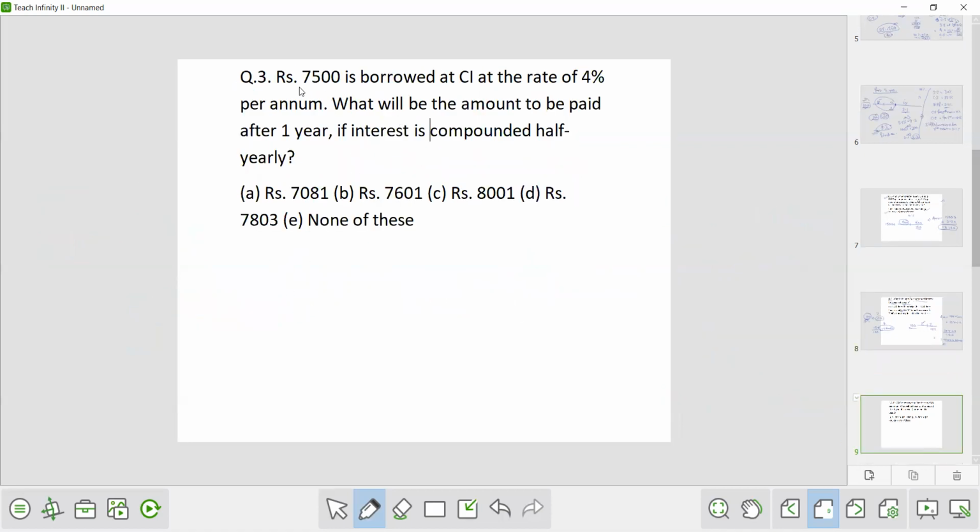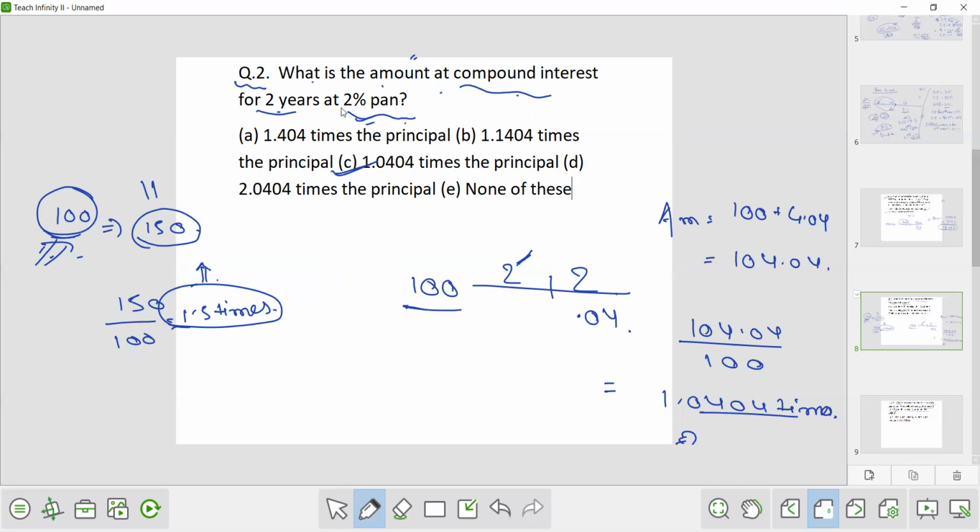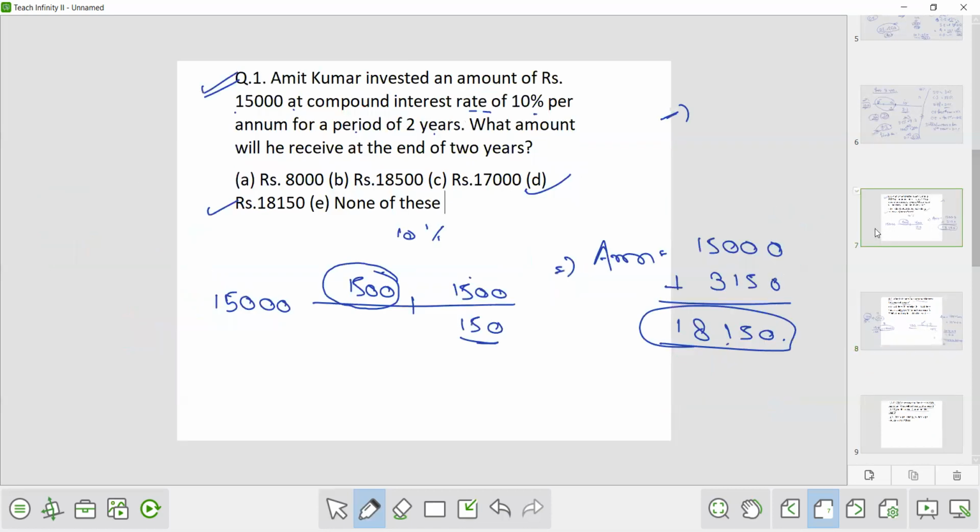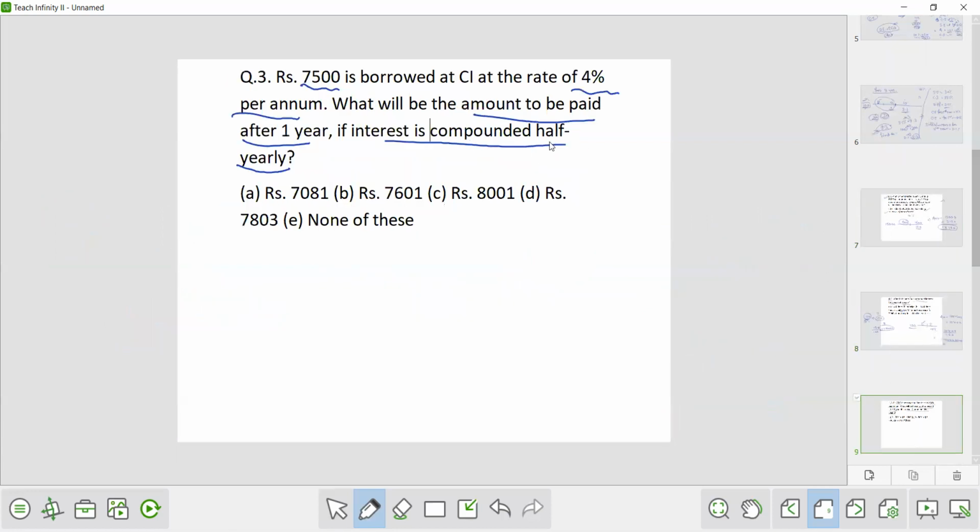Now the third question. Rupees 7,500 is borrowed at compound interest at the rate of 4% per annum. What will be the amount to be paid after 1 year if interest is compounded half yearly? For the last two questions we have done where the interest was compounded yearly. If nothing is written, it means that interest is being compounded yearly. But for this question, it is written that the interest is compounded half yearly, means after every 6 months you will add the interest on interest.